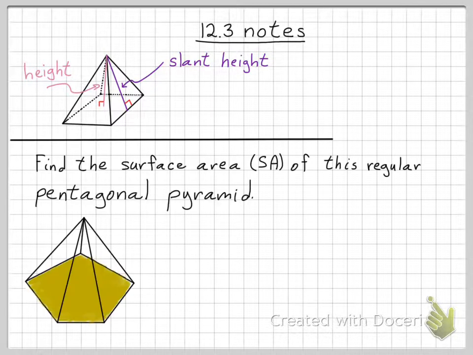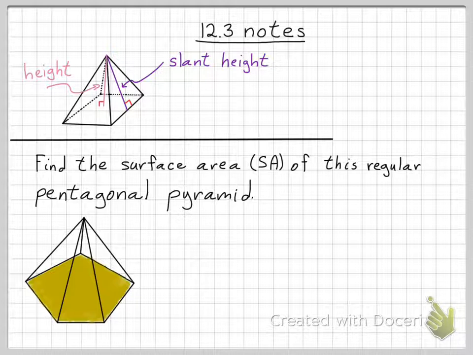And so now we can work on this problem. Find the surface area, SA, of this regular pentagonal pyramid. The base of this pyramid is a pentagon, and it all meets at a point, therefore it's a pyramid. So we have a pentagonal pyramid. What is the surface area? What is the minimum amount of wrapping paper you would need to completely wrap up this pentagonal pyramid?